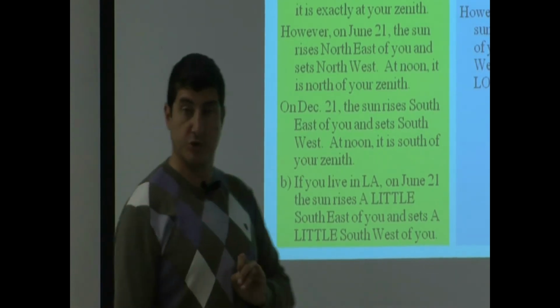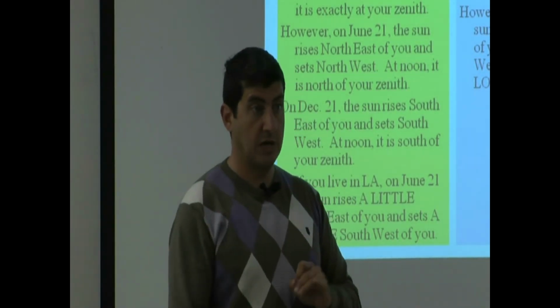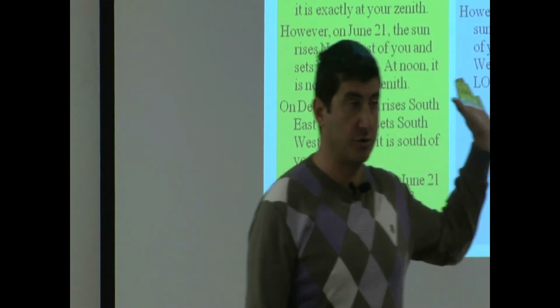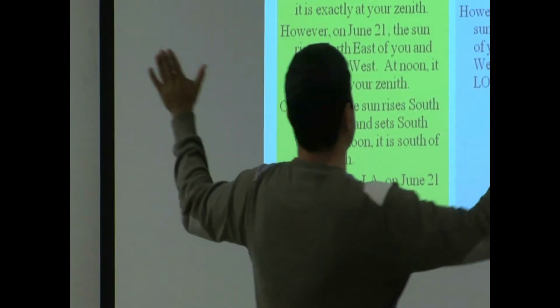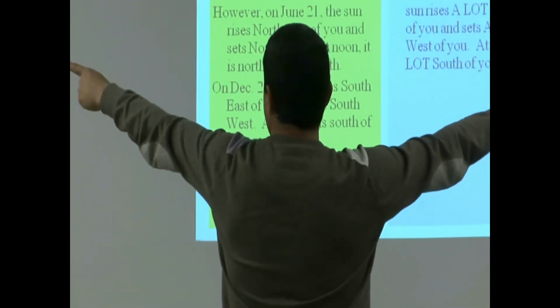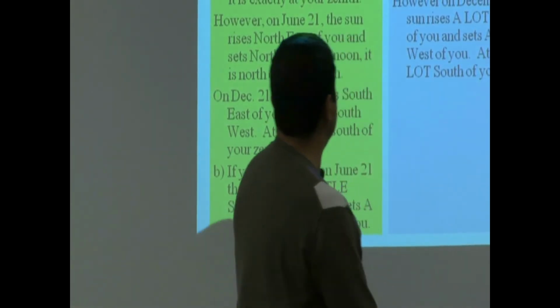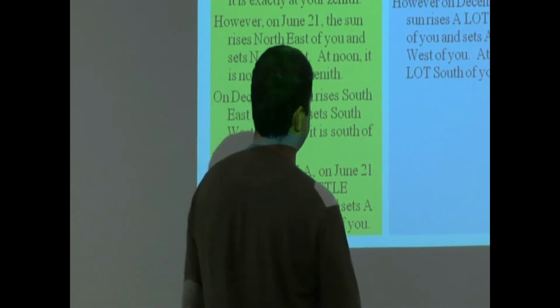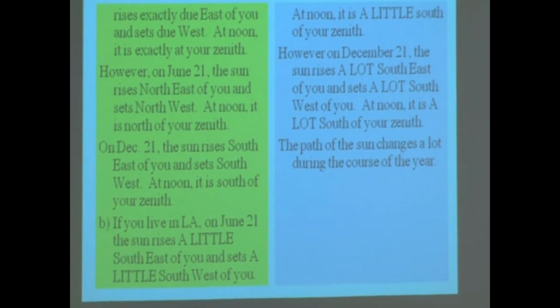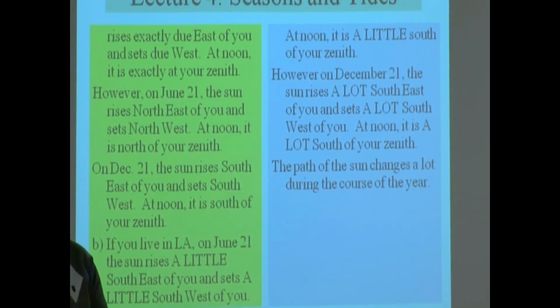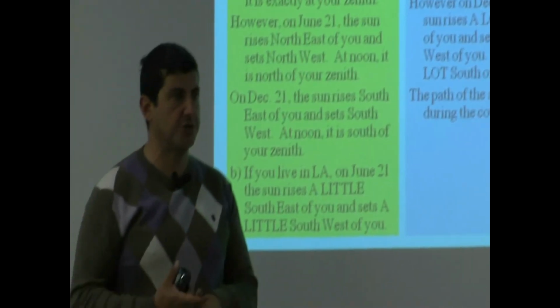However, on December 21, and we just passed December, you know, that's why it was so cold, the sun was very much south of us. At noon, it is a lot south of your zenith. The path of the sun changes a lot during the course of the year. So that's your third argument.